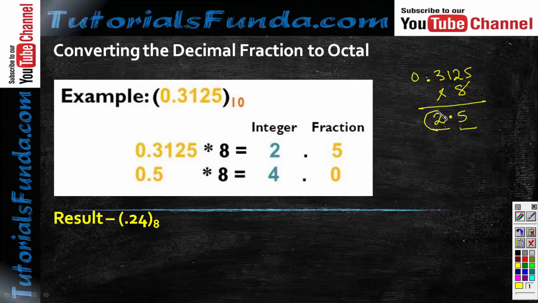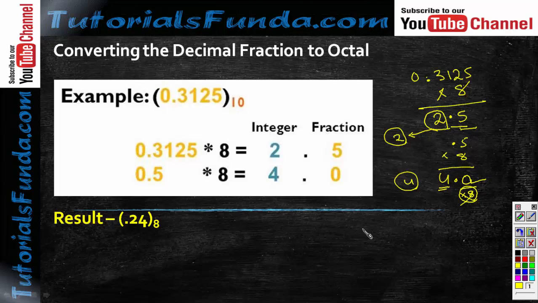Record the integer value which you get before the decimal point. So my value before the decimal point is 2. Record that. And after the decimal point, the value is 0.5. Again take 0.5 and multiply by 8. We will get 4.0. So before the decimal point you get 4. Record 4. And after the decimal point we get 0, so there is no need to multiply by 8 again. Why? Because after the decimal point we are getting 0.